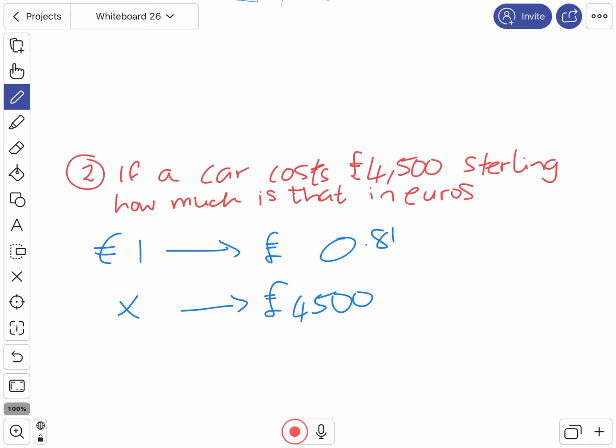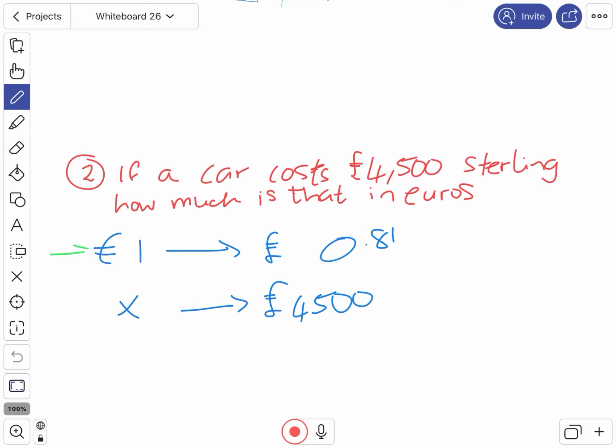So again, I know that this value is going to go into euro, but it's going to become larger because this becomes larger going into euro. So I know my answer is going to be higher than 4,500. So I know if my answer is going to be higher than 4,500, I'm going to be dividing 4,500 by 0.81. But again, if you can't spot that, that's fine. You can use this method.